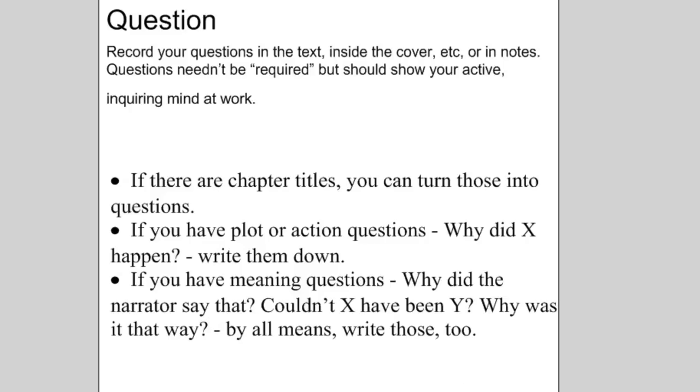If you have meaning questions, why did the narrator say that? Couldn't the car have been a carriage? Why was the wedding portrayed that way? Write those down too. This is struggling with inference. I saw the text, I understood the text. What does that text mean? How does that advance meaning in the book as a whole or the piece as a whole? That's great. We want to be there, but these questions are totally fair too. So this is where I start in my questioning process.